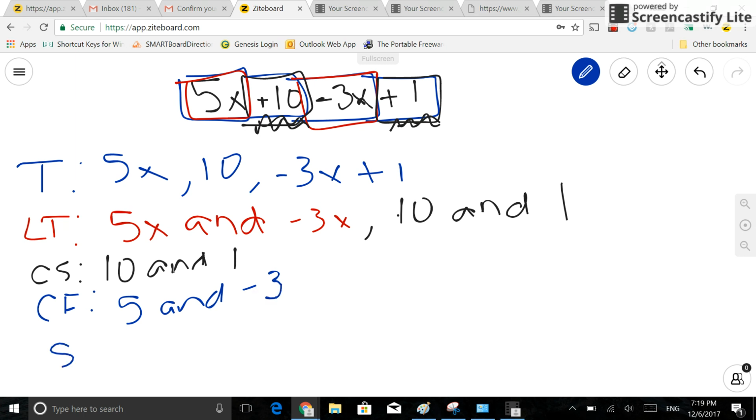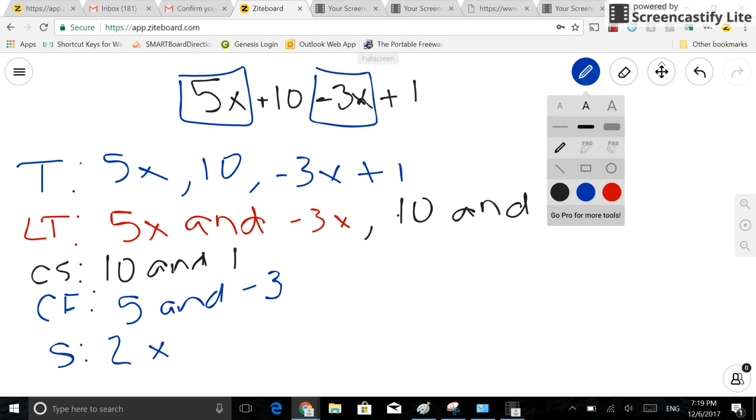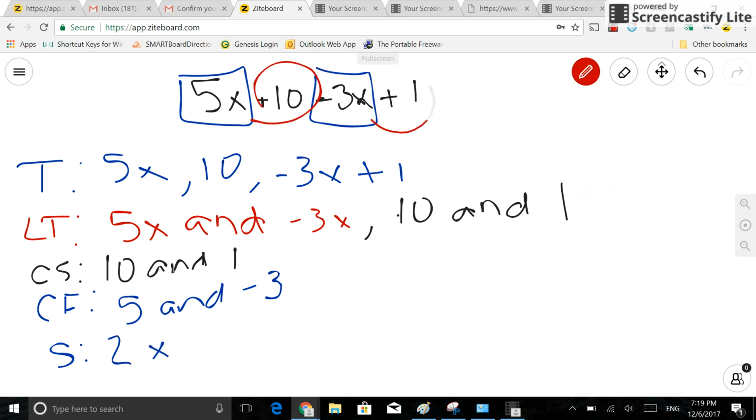And then your simplified expression would be whatever you can combine. I'm going to start off with this 5x plus a negative 3x, which gets you 2x's. Positive 10 plus a positive 1 gets you this positive 11. So your simplified expression would be 2x plus 11. Can't go any further than that. All right, so that is how you identify your terms, like terms, constants, coefficients, and simplify.